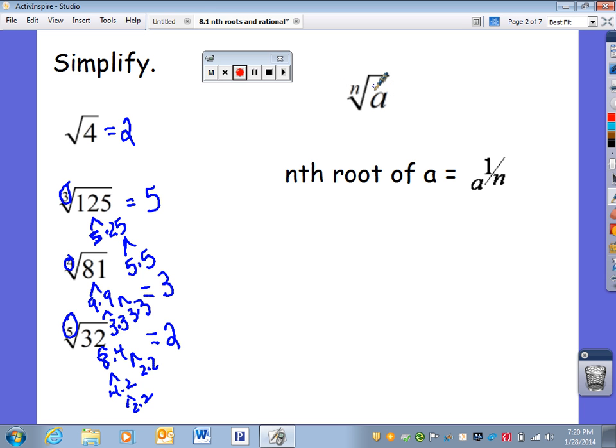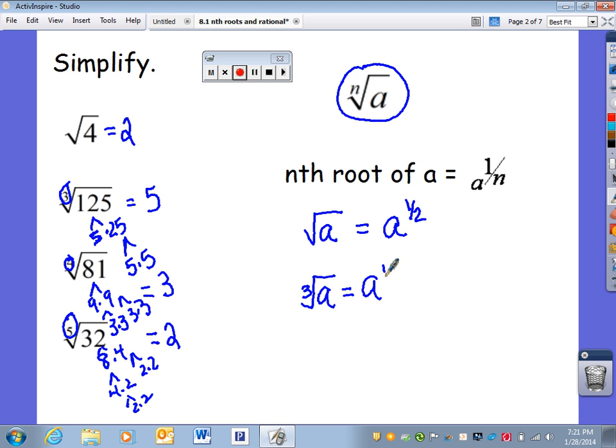So what we need to remember also is that when we find the nth root of a number or variable, we can also rewrite this using a rational exponent, which means a fractional exponent. For example, if I want the square root of a, that can be written as a to the 1/2 power. If I want the cube root of a, I can write that as a to the 1/3 power. The denominator of the fractional exponent is our root.